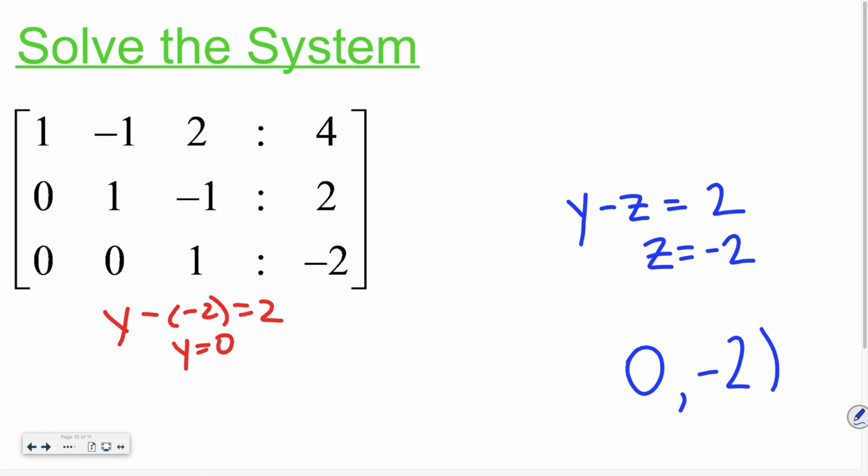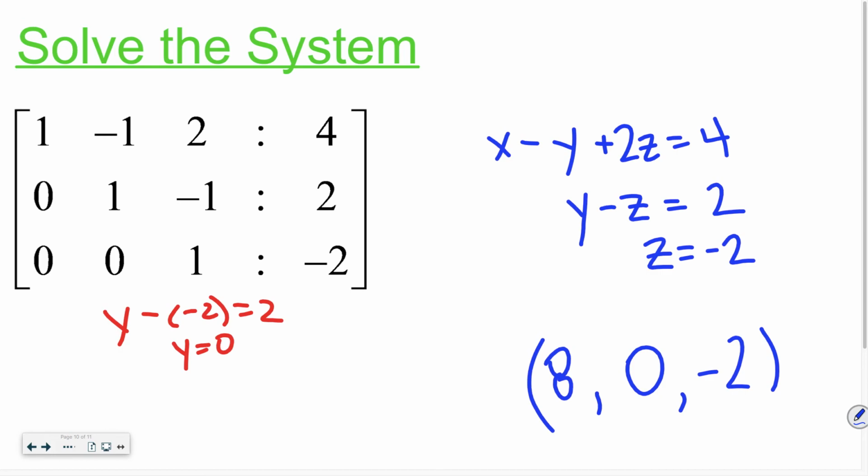And then our top row means x minus y plus 2z equals 4. Well, we know that z is -2 and y is 0. So that gives us x is 8. Bam! If we can get a matrix into row echelon form at the very least, it does not take us a lot of effort to figure out what x, y, and z are. And that's going to be what we work on tomorrow. Okay? I'm going to show you how to do this both by hand and with your calculator.